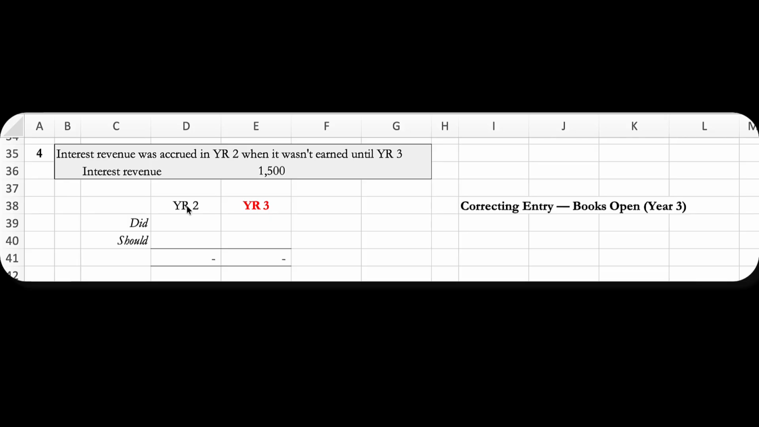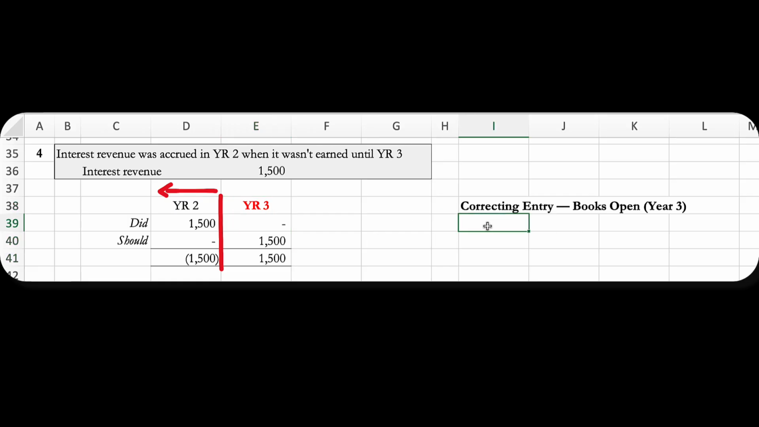Our 4th error says interest revenue was accrued in year 2 when it wasn't earned until year 3. So we did recognize $1,500 of interest revenue. We should have not done that. In year 3, we did nothing, but we should have recognized $1,500 of revenue. So to fix this, if my books are open, they were closed here. Everything to the left of the line is what's wrong with retained earnings. Everything in the column for year 3 is what's wrong with current year revenue and expense accounts. And I don't have any future years affected, so I don't need any other balance sheet accounts.